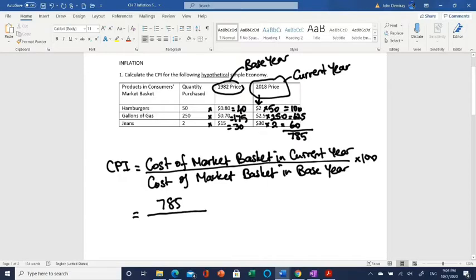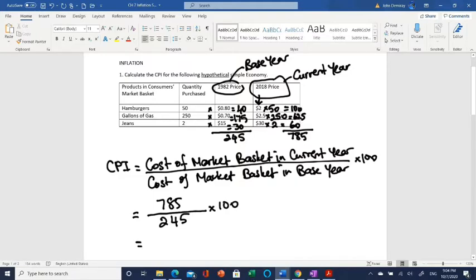So what is the cost of the market basket in the base year? The base year is 1982, and we know that the base year is 1982. So the total cost of the market basket for the base year is basically the cost of hamburgers in 1982, the cost of gas in 1982, and the cost of jeans in 1982. When we add these up, I have 245. Let's plug that in, times 100.